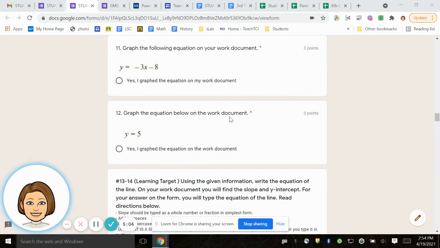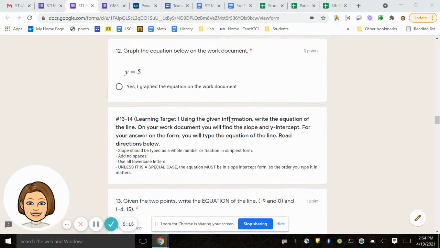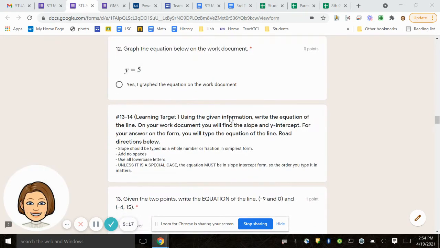Number 11, same thing, graph the following equation on your work document. Y equals negative 3x minus 8. Number 12, graph the equation below on the work document. Y equals 5. Think about it. What kind of line would that be?